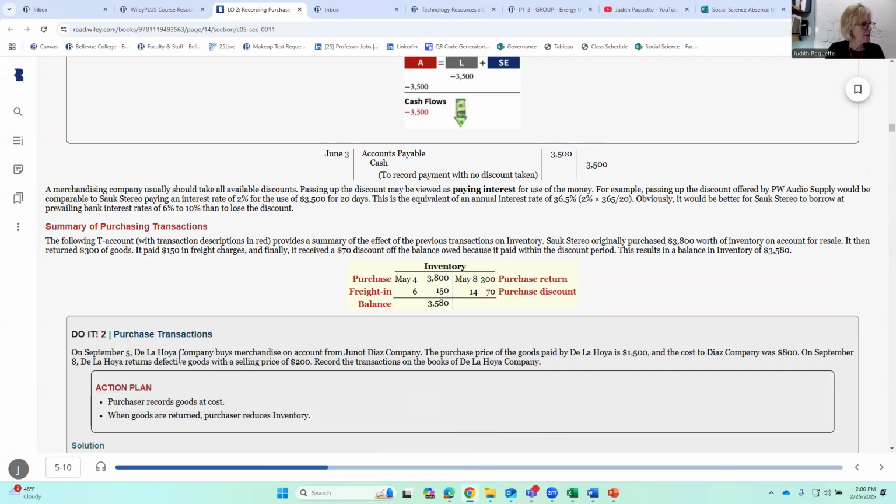On September 5th, buys merchandise on account. The purchase price of goods is 15. The cost was 800. On September 8th, La Jolla returned. Record the transactions. So give me the purchase transaction and then give me the return transaction. Direct message me in the chat, please.